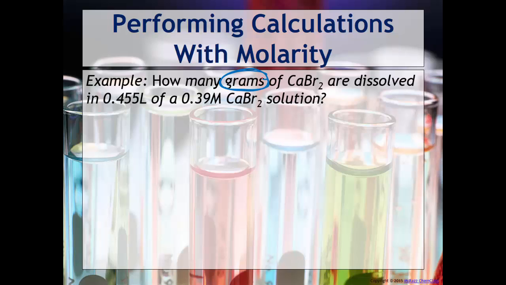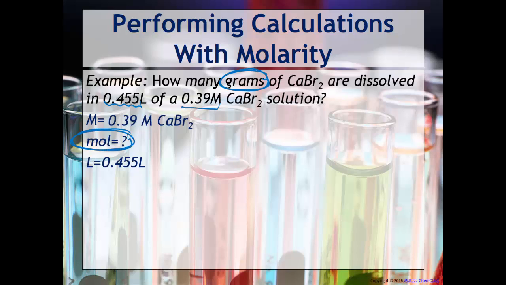So I tell you that we're putting it in a 0.455 liter solution, and I tell you what the molar concentration is. The thing we have to find, just like the other problems, is the thing we don't know, which is moles. That's not what the question wants us to find, but it's the only unknown we have, because remember, molarity equals number of moles over volume in liters. So we can find moles, and then we already know how to convert moles to grams.